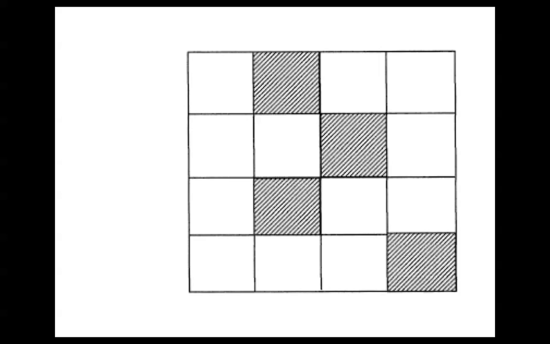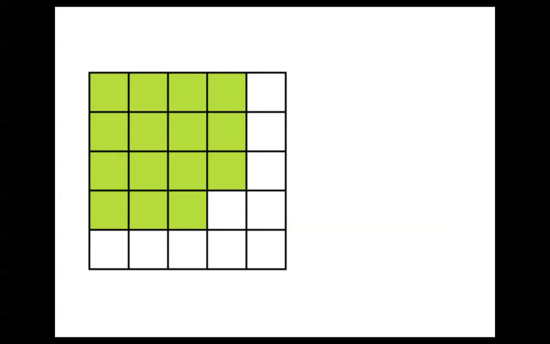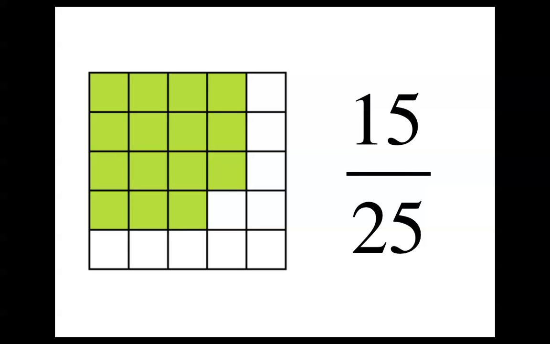Alright, there's a total of 16 squares, and 4 of them are shaded, so 4 of the 16 squares makes a fraction of 4/16. On this example, there are a total of 25 squares, and 15 of those 25 squares are shaded in green. So a good fraction for this picture would be 15/25, or 15 out of 25.